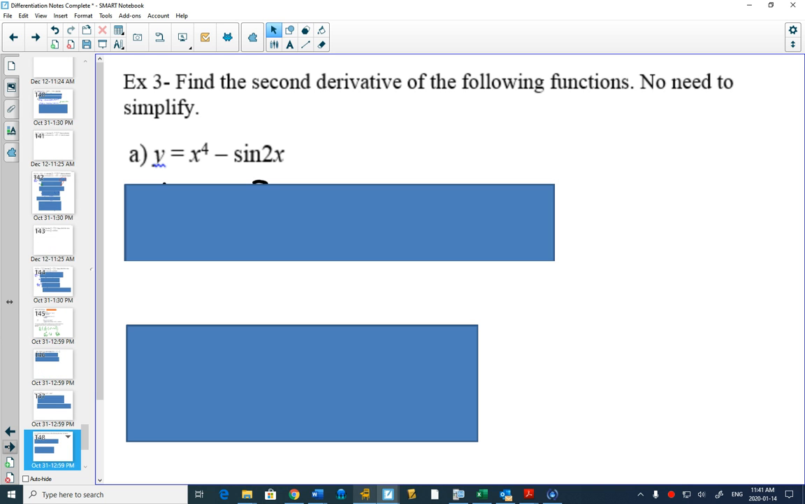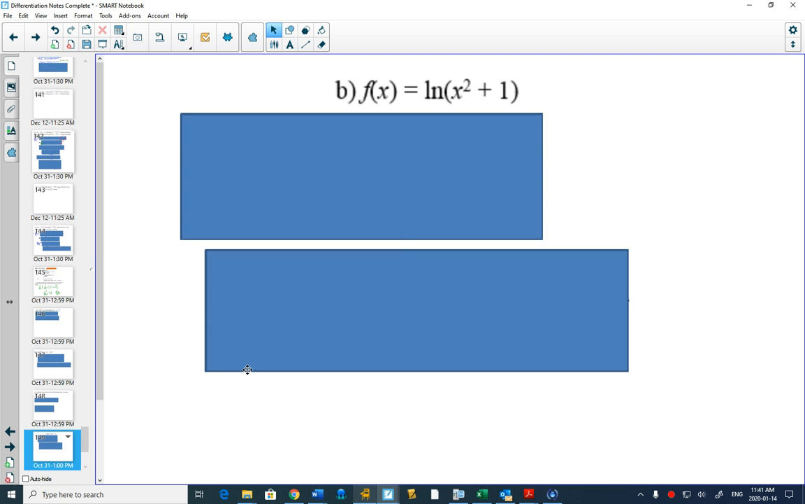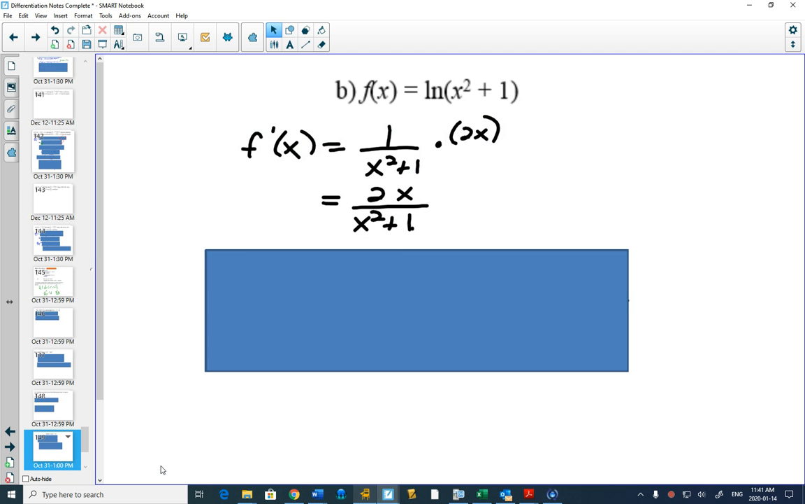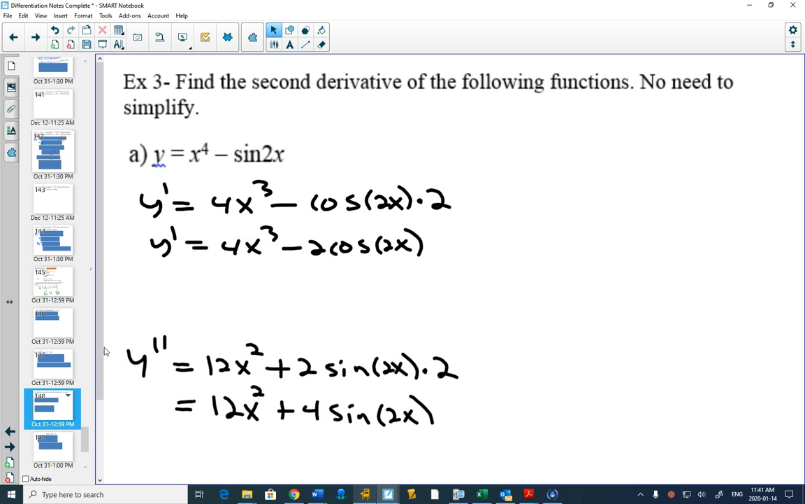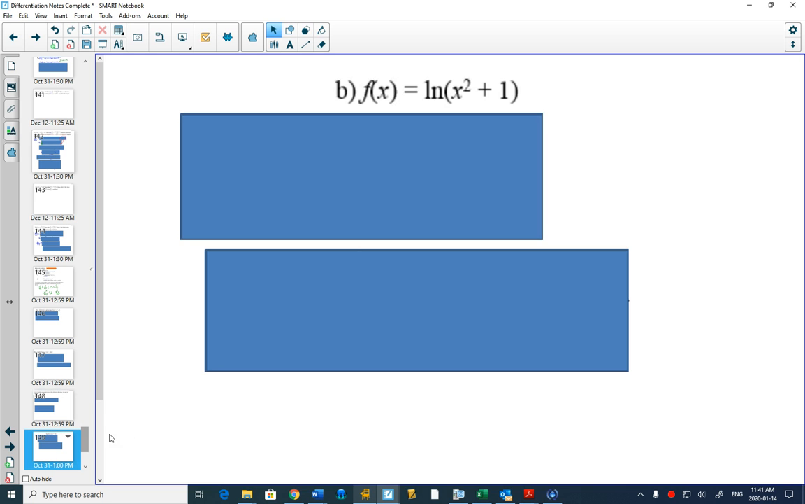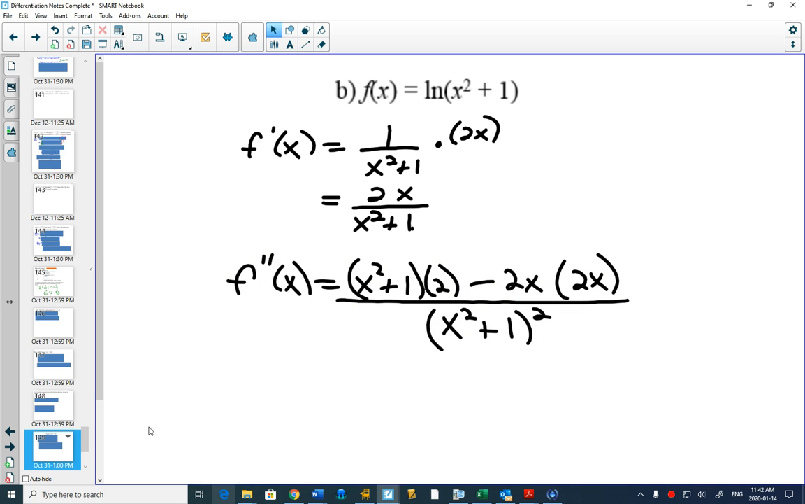Okay, no need to simplify. Good. And B. Good. Could leave it just like the first one. Oh, I didn't do the second derivative for the first one. There's our first derivative. Here's the second derivative. Sorry. Yeah, if you want to take pictures of them, whatever. Second one, here was the first derivative. Then it's a quotient rule. There's your second derivative.